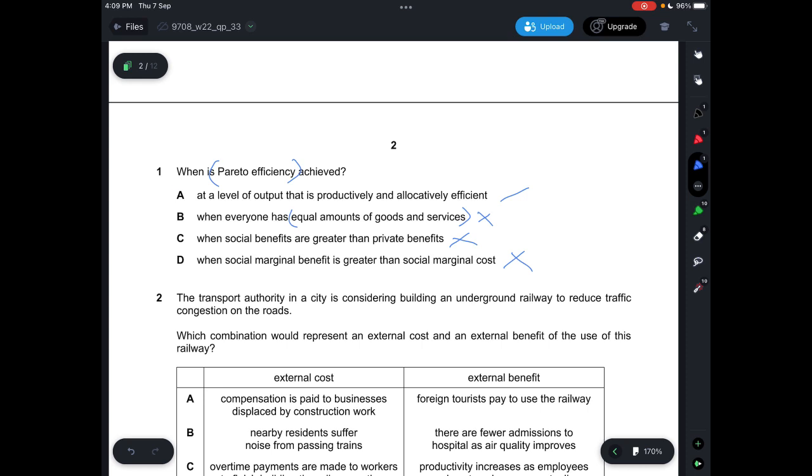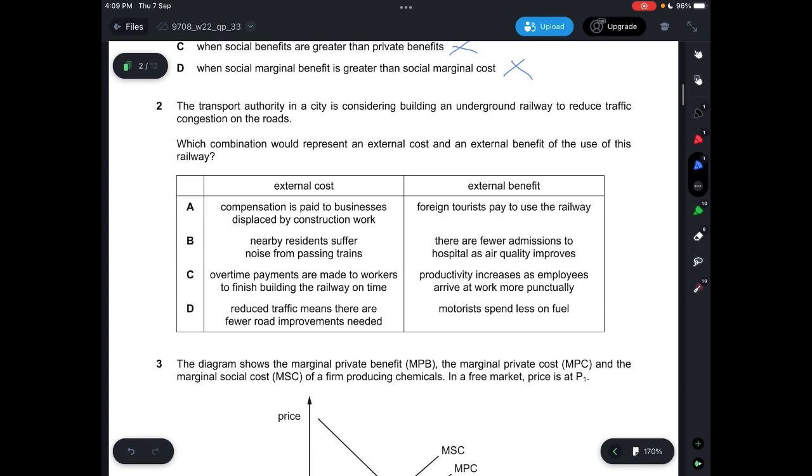So the answer is A. Question 2: the transport authority in a city is considering building an underground railway to reduce traffic congestion. Which combination will represent an external cost and an external benefit of the use of this railway? External cost and external benefit means that the people who are affected are people who are not using the railway. So let's take a look at the four options here.